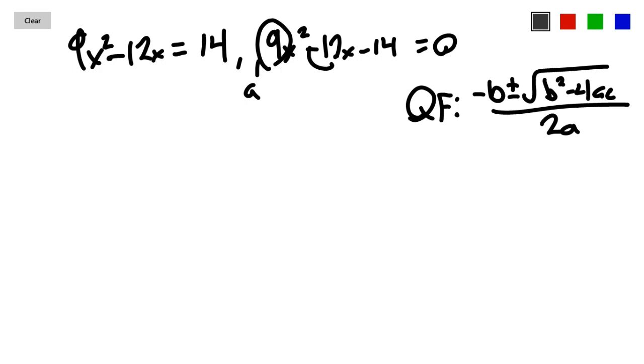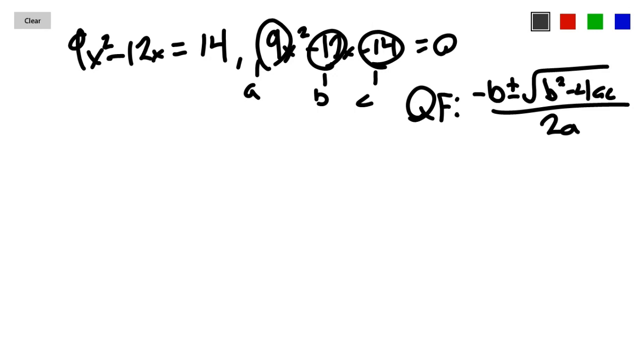So 9 is a, negative 12 is b, and negative 14 is our c. I only use the quadratic formula when the coefficients are really ugly and nothing factors out, such as the case that we have here. And the quadratic formula is just completing the square in the general standard form of a quadratic equation. I can make a separate video about where that formula comes from, but for now, all you have to do is just plug in the numbers.